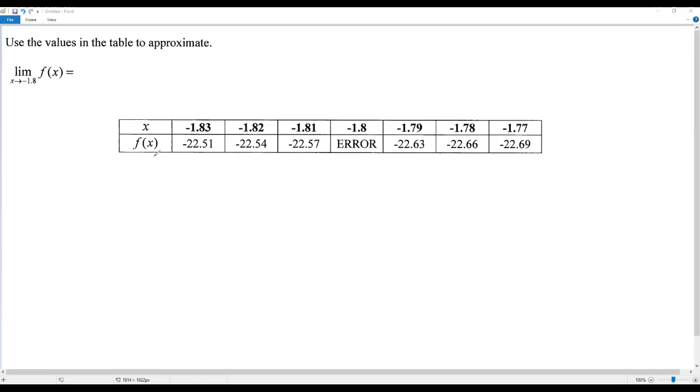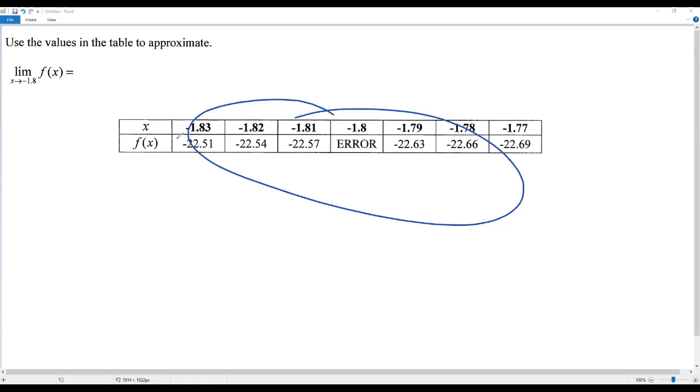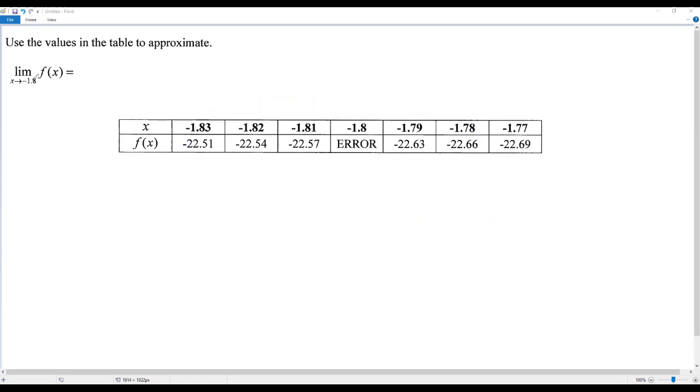Now let me consider the values of x in the table over here. We have to evaluate the ordinary limit as x approaches negative 1.8. The negative 1.8 is over here. Now let me start taking values for x from the left side. The first value of x on the left side is negative 1.83.